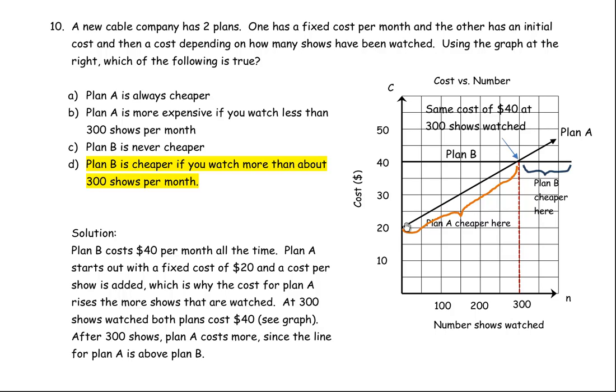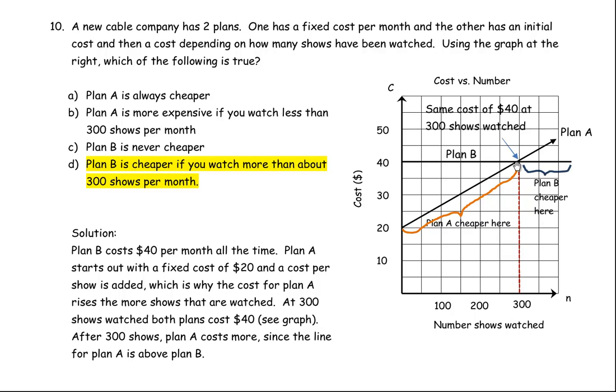Plan A is actually cheaper under 300, and Plan B is cheaper above 300 shows, which is actually the correct answer. Plan B is cheaper if you watch more than about 300 shows. So B is a similar answer, except it's actually got it backwards. It says Plan A is more expensive if you watch less than 300 shows. Plan A is actually the cheaper one there. So that's why B looks a little bit like D, but it would be the opposite. If the word more was there, then actually that B would be a correct answer.